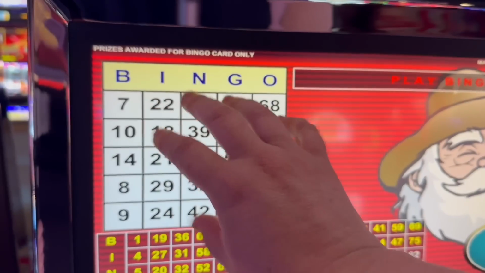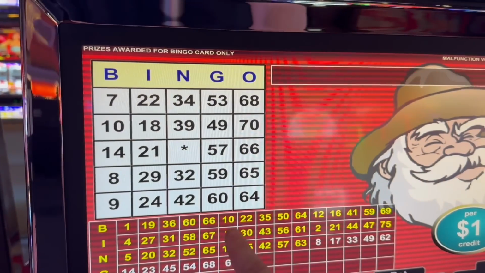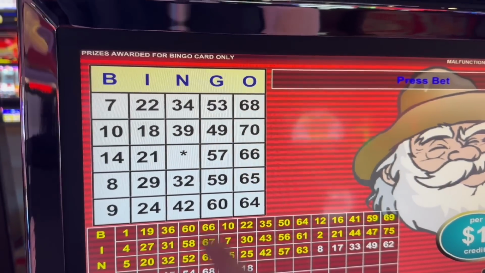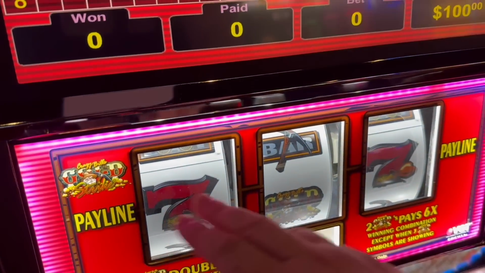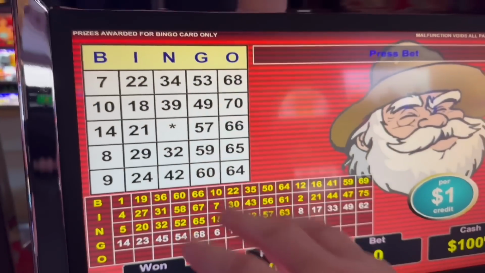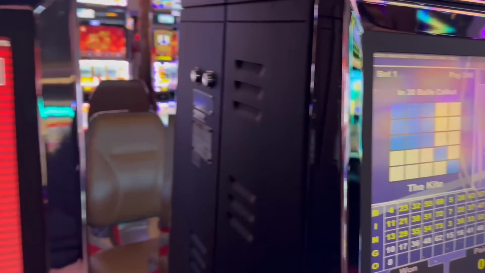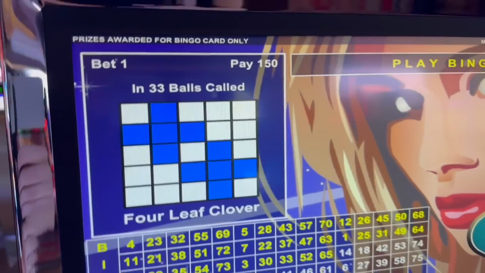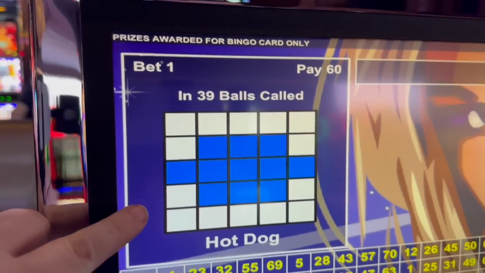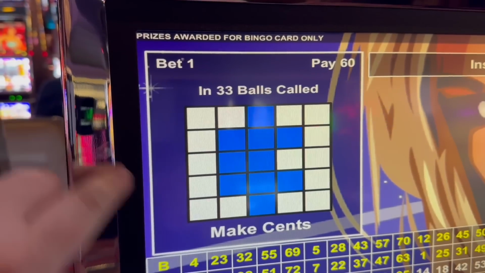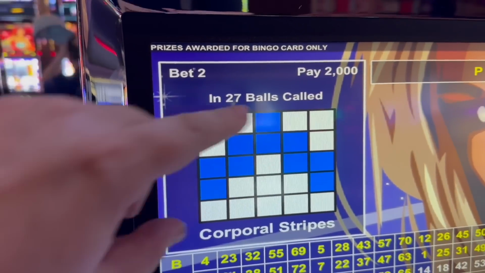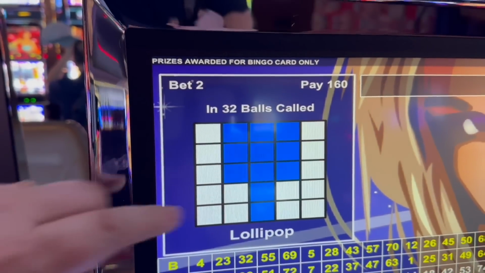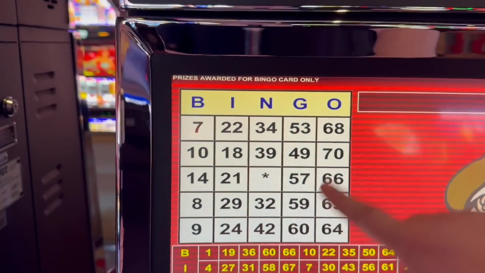Let's say that you get a bunch of highlighted numbers here, and you notice that those numbers are in yellow, and they form a paying pattern. Then you get a win on the reel itself, and you'll actually see the win. So how do you know which patterns are available? Well, let's go over to this machine over here that's got the pattern cycling through. And you can basically see that's a hot dog. That pays 60 on a 1 credit bet. Makes sense. 60. Corporal Stripes, that's the big one. 2,000 on this one. Lollipop pays 160. So you see what's going on there? So you basically are wanting to match that on here.